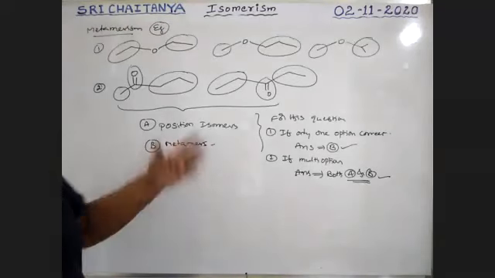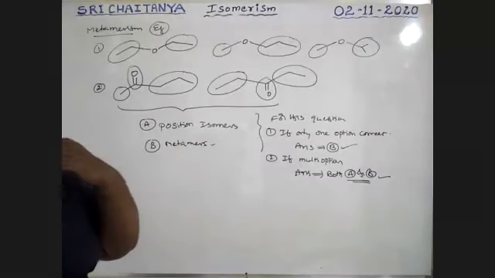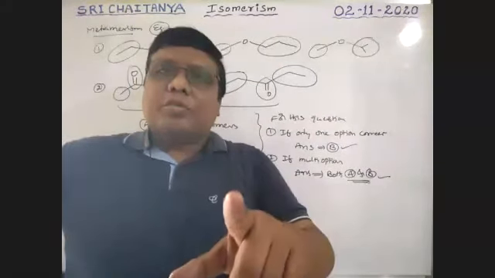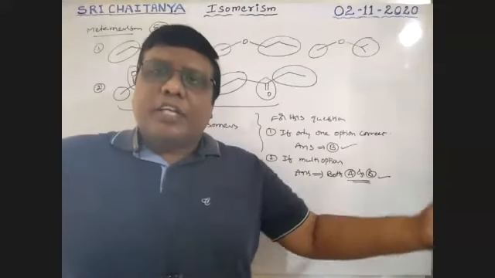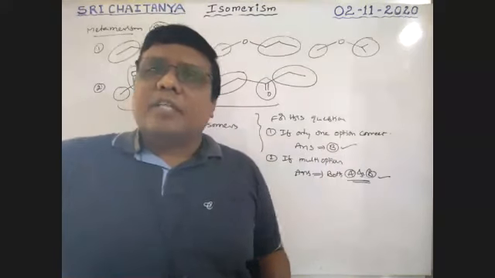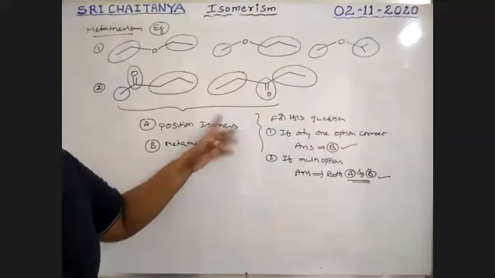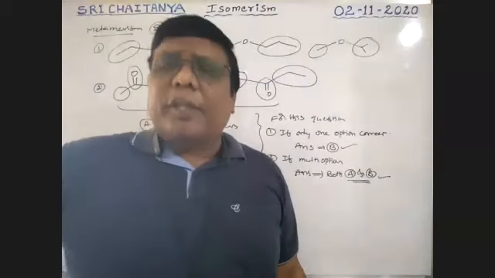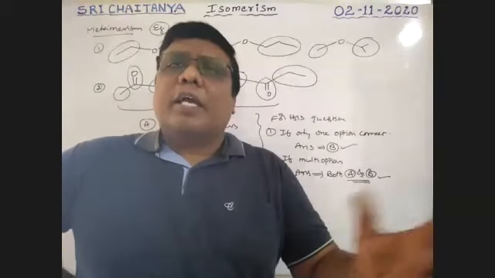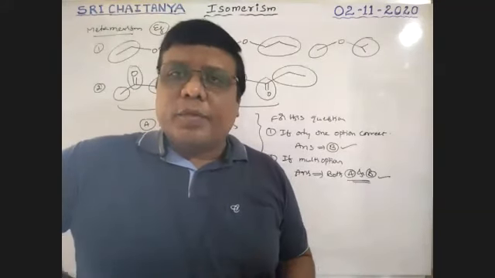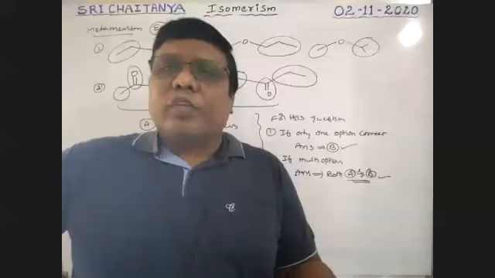So these are positional isomers as well as metamers. Among these two, which one is more prior? Metamers are more prior. In a single option question, the answer is metamers. Even though positional isomers is given to you, only metamers is the answer. This is very, very important, boys, because metamers are more prior than positional isomers. This is the priority of the isomers. Later I will give the priority, which one comes first.